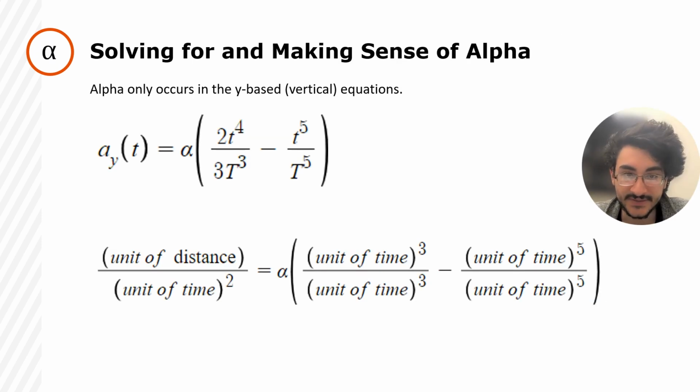In this slide, we're going to be solving for and making sense of alpha, and we can do that by looking at the vertical component of the main equation that we are given and writing out the units of that. Since we know that lowercase t is a time and the uppercase T is also a time, and we know that because we are told that negative T is the initial time, we can cancel everything out to find that alpha has to be a unit of distance over a unit of time squared.